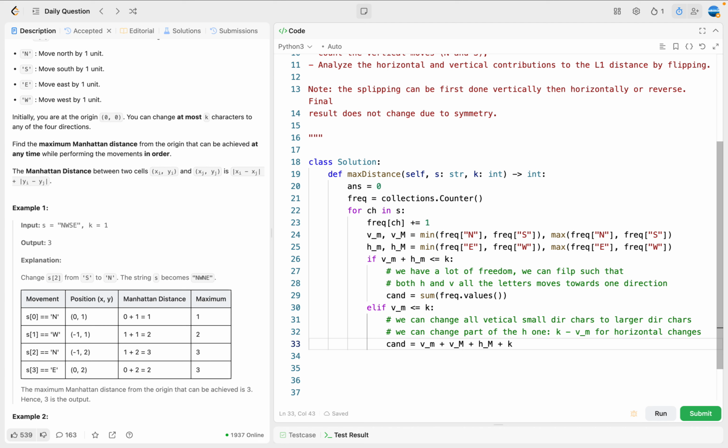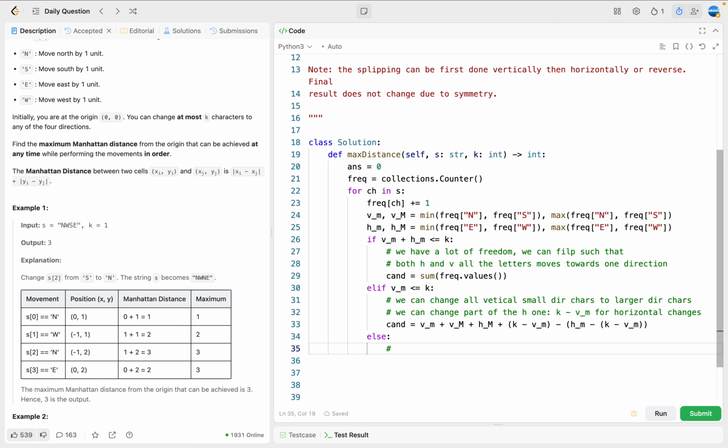So this number of smaller direction characters can be changed to the same as the larger one. So this is the increase. And then this is the number of total smaller direction characters horizontally. And then this amount is changed, right? So actually, if you do some algebra, it would be 2 times k times v minus h, right? But let's keep this format for the ease of understanding.